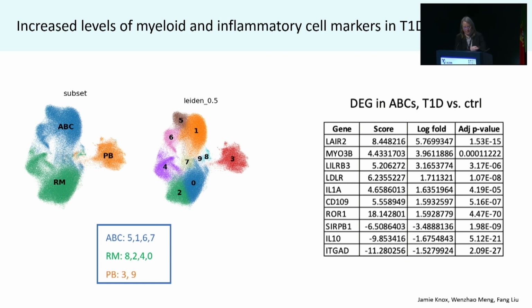Well, if you look first off at just basic cluster analysis, and we also looked at this in terms of differentially expressed genes. How can it be 1 minute? Okay, so we've got ABCs, plasmablast, resting memory.